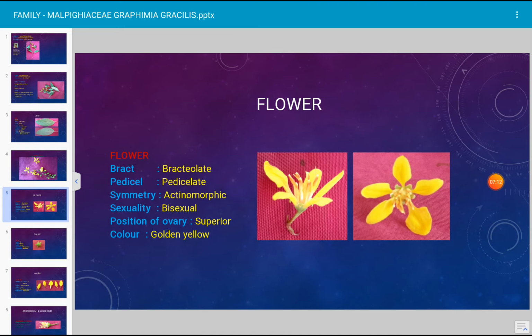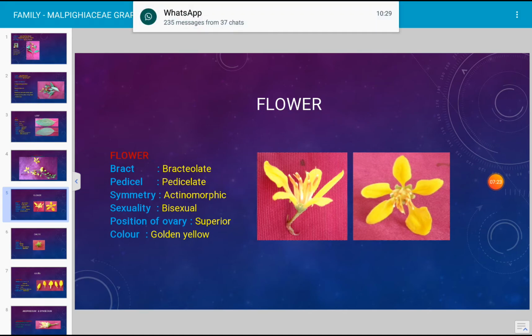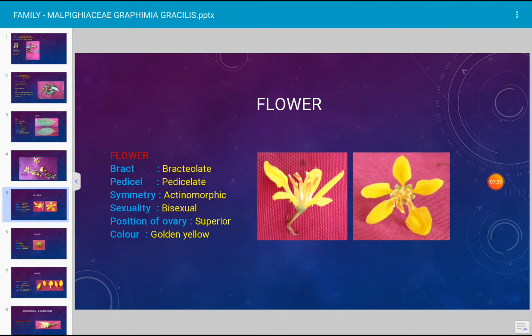Because the androecium and the gynoecium both are present in the flower, therefore it is a bisexual flower. How is the position of the ovary in the flower? The position of the ovary in the flower is superior because the calyx, corolla and the stamens originate from the base of the ovary. Therefore, the position of the ovary is superior.